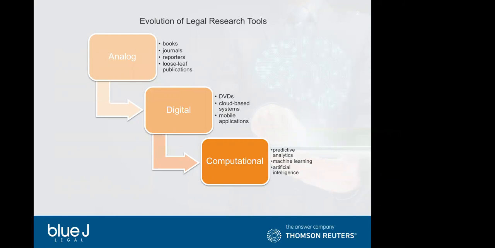So this is the big framework: the movement from analog to digital, basically complete. There are still lots of books, but almost everything you need is available digitally. The next big move is from digital to computational. And we see some of the early inroads being made by software like Tax Foresight on this front.